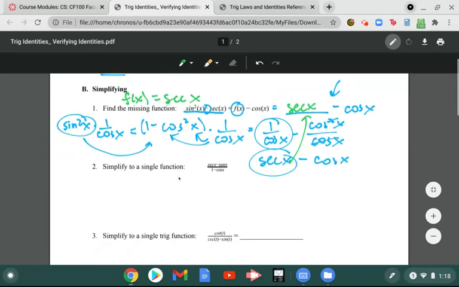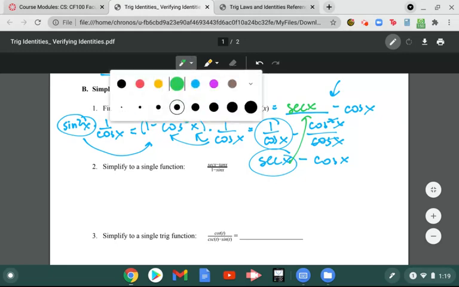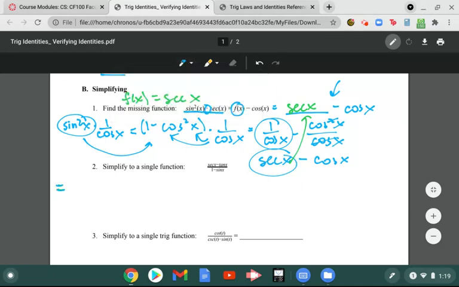Let's take a look at the next one. Again, I noticed that I've got secants and tangents, so I'm going to go ahead and use that first strategy of getting everything in terms of sines and cosines. So I'm going to start with that numerator, and I'm going to write secant as 1 over cosine.